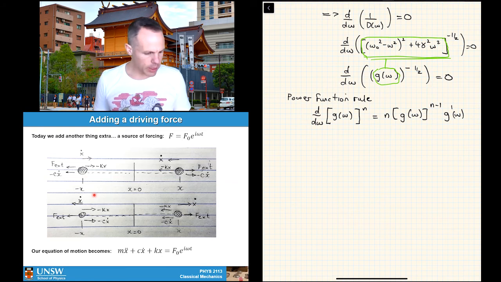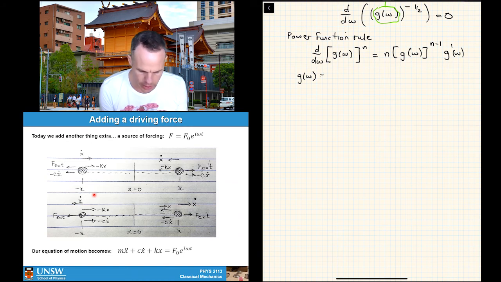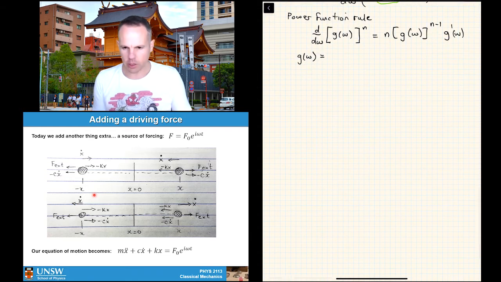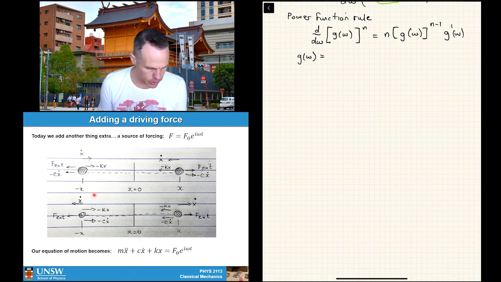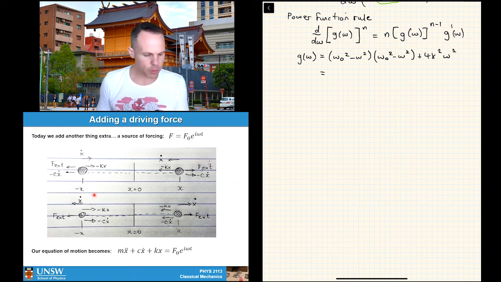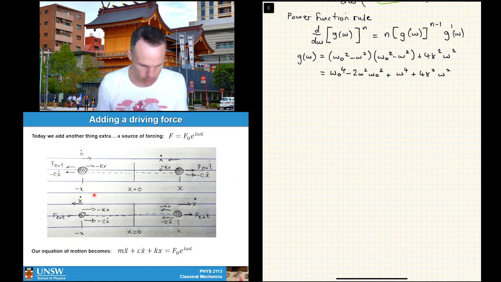Okay, so to solve this thing, all we need to do here is get dg on d omega, but to do that we need to clean our g of omega up just a tiny bit. Okay, so we've got our g of omega, and what we're going to do is take it from the version that we've got up here and just expand that out so the terms are a bit clean and it's easier to get a derivative for. Okay, so this thing is omega naught squared minus omega squared, omega naught squared minus omega squared, plus 4 gamma squared omega squared. And then of course we can multiply out these brackets. So this is going to be omega naught to the power of 4 minus 2 omega squared omega naught squared, plus the last term here, omega to the power of 4, plus 4 gamma squared omega squared, okay?